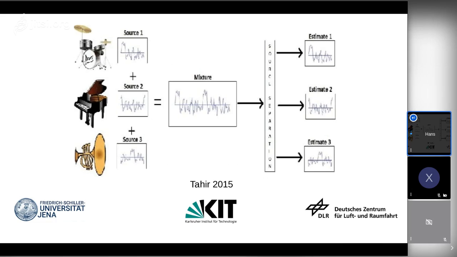So we tackled the problem as a blind source separation problem. So let me talk about blind source separation first. In blind source separation, we normally have multiple sources, here represented by musical instruments. And the signals of these sources mix, and we can only observe the mixture. The task in blind source separation is to separate this mixture again into the different sources. Here, for example, the musical instruments.